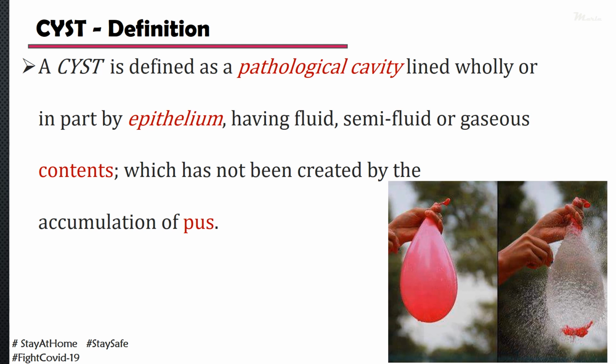So, a cyst is defined as a pathological cavity lined wholly or in part by epithelium, having fluid, semi-fluid or gaseous contents, which has not been created by the accumulation of pus. So consider a cyst like a sac which is filled with fluid or some gaseous content and is not pus.